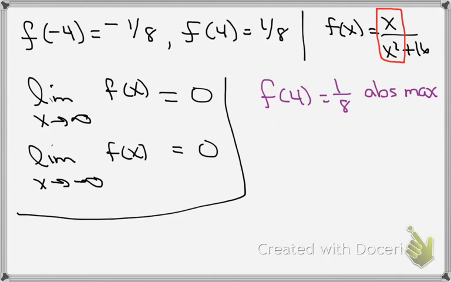And the smallest value out of 1/8, minus 1/8 and 0 would be minus 1/8. So f of minus 4 equal to minus 1/8 is the absolute min. And in this problem, what's happening at the endpoints is not an extrema at all. So the absolute maximum occurs at 4 and is 1/8. And the absolute minimum occurs at minus 4 and is minus 1/8.